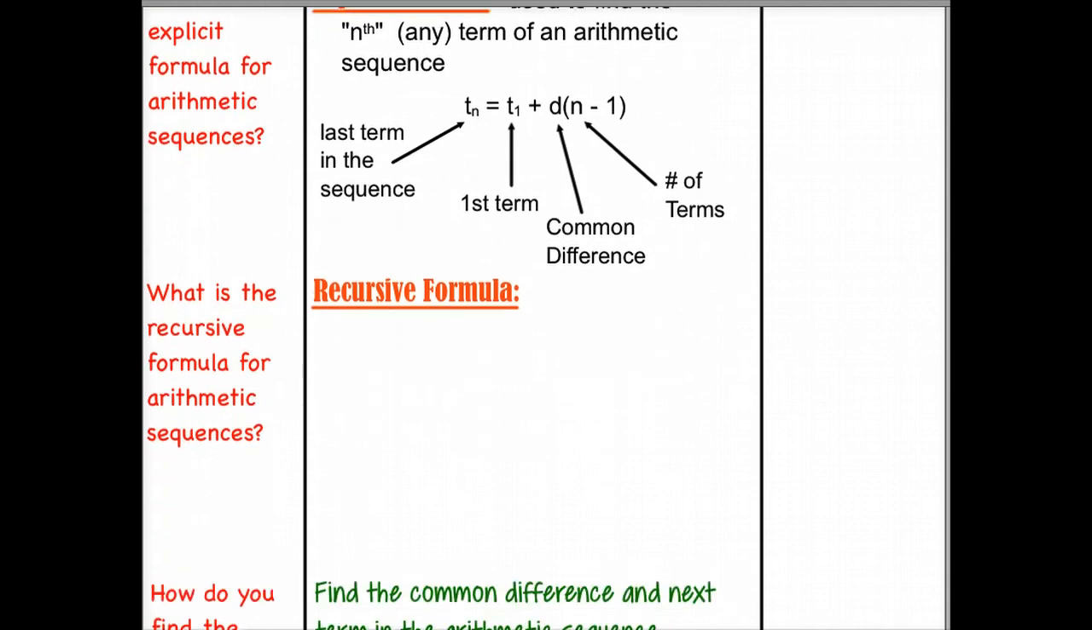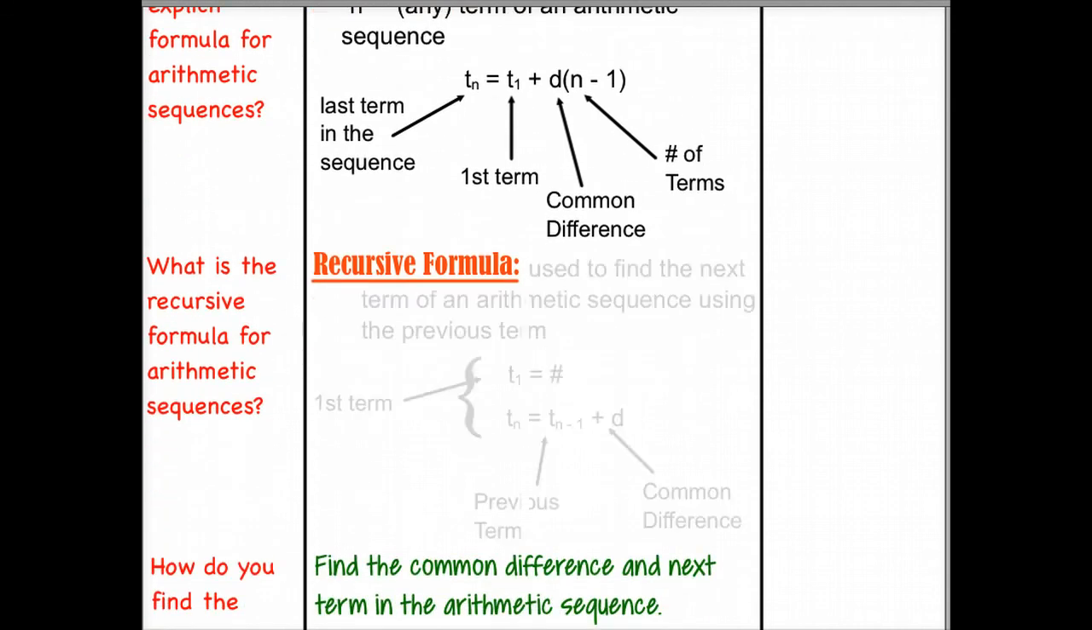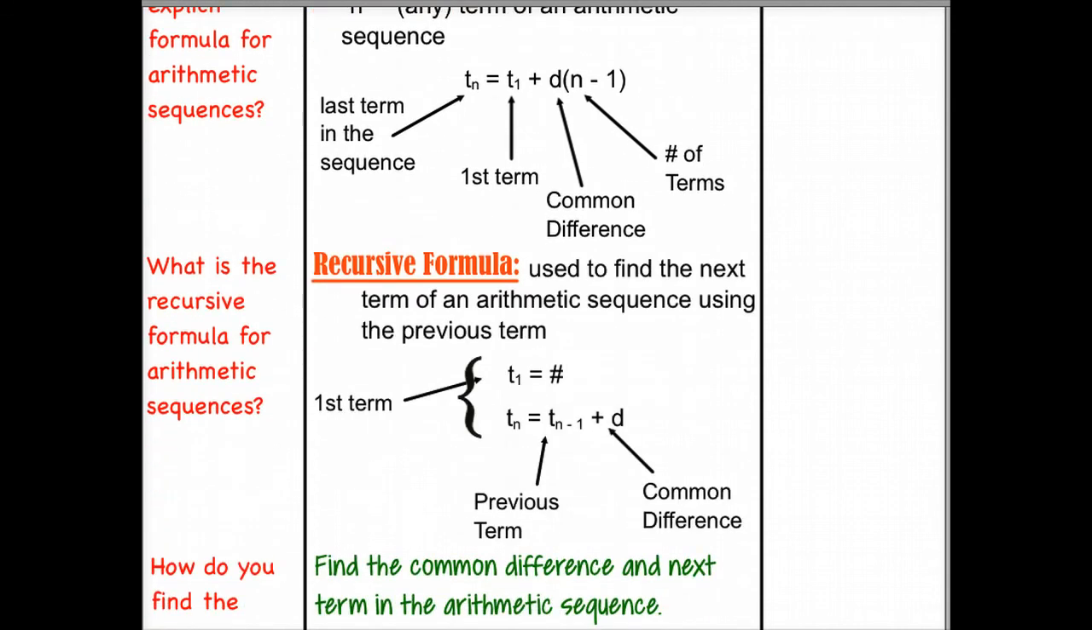The recursive formula, on the other hand, is used to find the next term of an arithmetic sequence using the previous term. So we have t sub 1 equal to some number, which is our first term, and then the second equation is t sub n equals t sub n minus 1 plus d, where t sub n minus 1 is the previous term, t sub n is the term you're looking for, and d is the common difference.